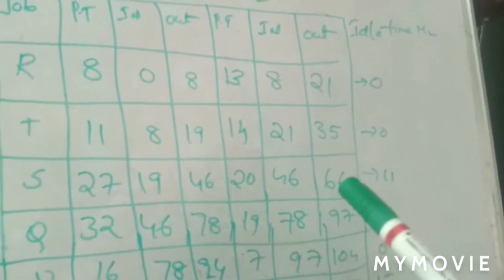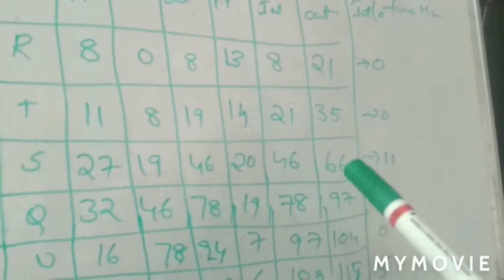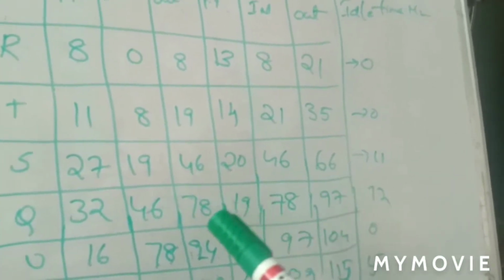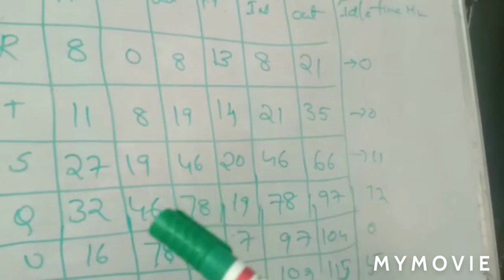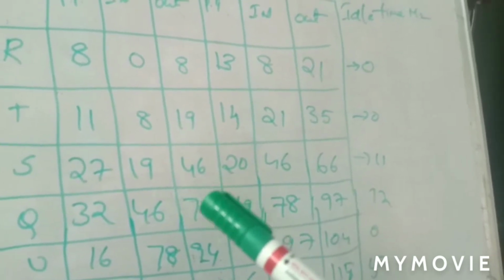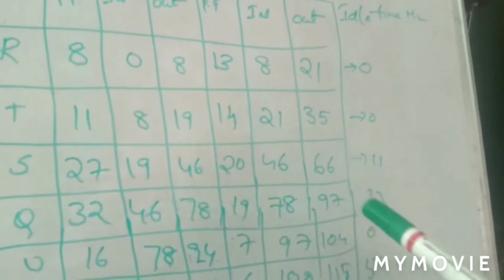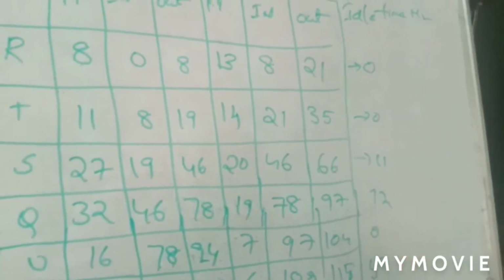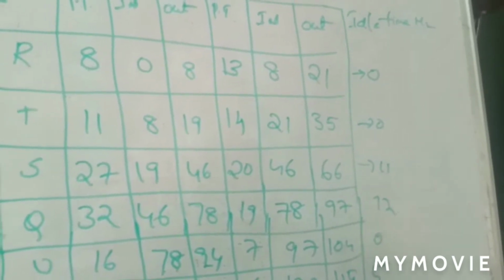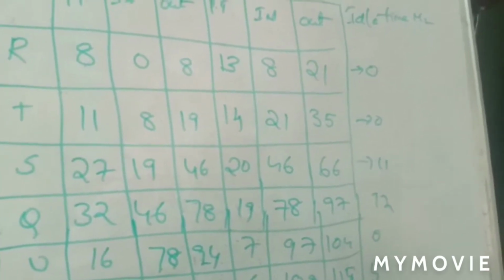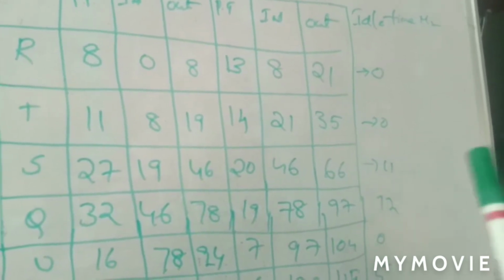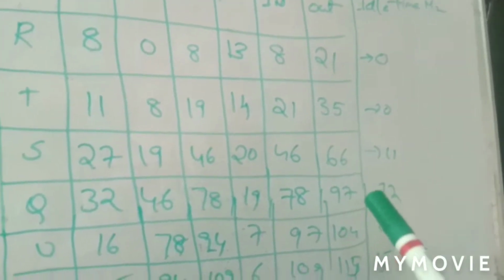So 46 plus 20 is 66. Okay, right, very good, 66. Now here the out time is 66. Now here it is 78. Now again machine 1 is late. Late by what? 78 minus 66, 12 minutes late. You can say 12 times late or whatever it is. That means you have to wait. So machine 2 is supposed to wait by 12. Right? So 78 plus 19 equals 97.